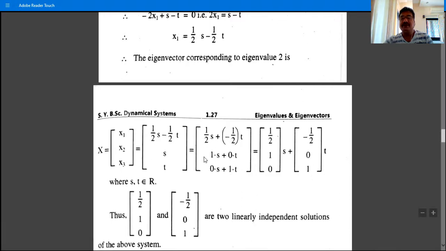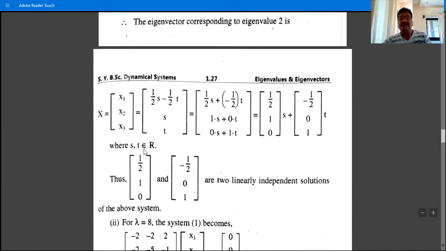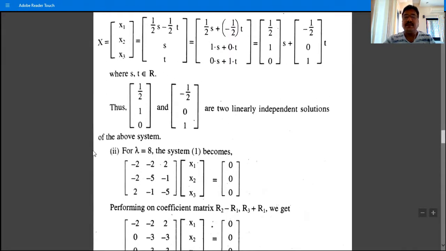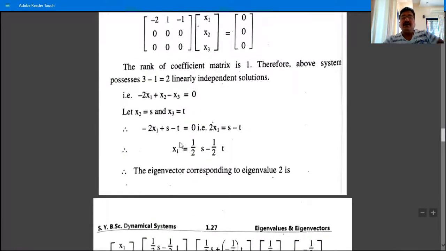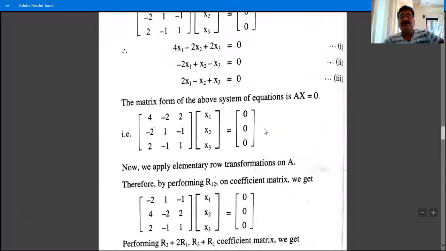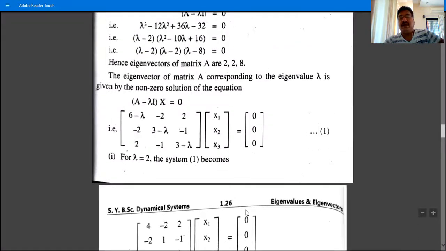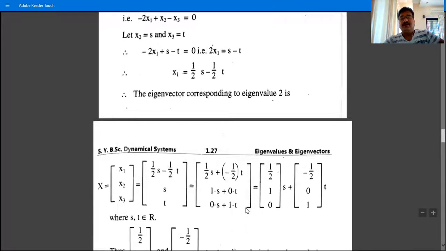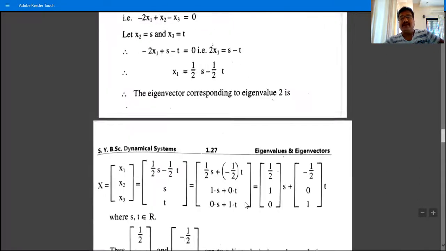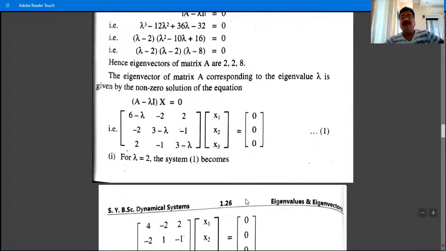No need of writing this; directly you can write this, where s and t are real numbers. And therefore, this first vector and this second vector are linearly independent solutions of the whole system. So corresponding to eigenvalue lambda equal to 2, we have two linearly independent eigenvectors. This 2 is repeated, that's why we have eigenvalue 2 twice.